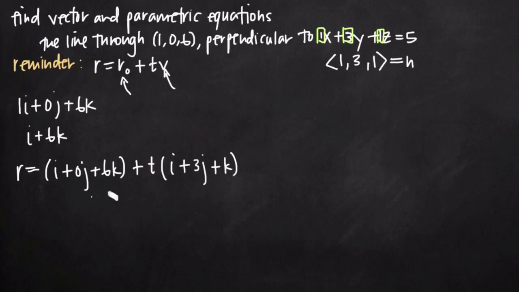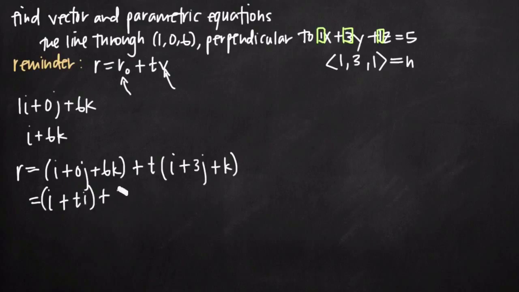Now all I need to do is simplify this equation by grouping my components together. I want my i's together, my j's together, and my k's together. So here's what that's going to look like. For i here, I'm going to have i, and then I'm going to distribute this t across my i plus 3j plus k, and then group them with the terms from my first vector. So I have i for my first vector, I have ti for my second vector, so I'm going to say plus ti here, and I'm going to group these together like this.